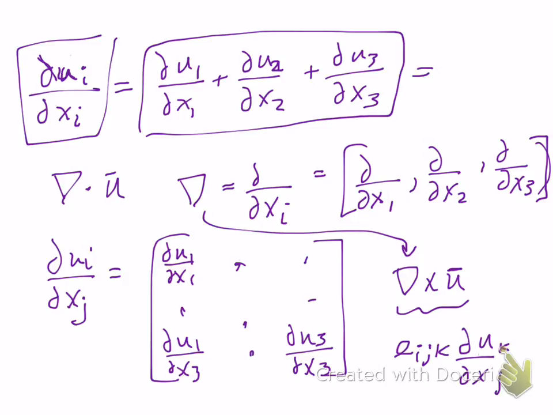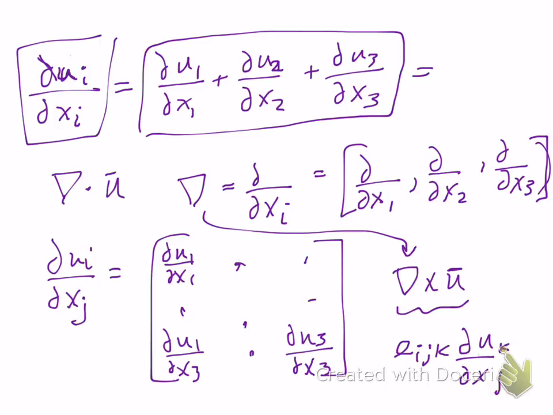So this is a cross product between this vector, even though we don't usually think about it that way, and the other vector. This expression is our one vector, and then the uk is our other vector.